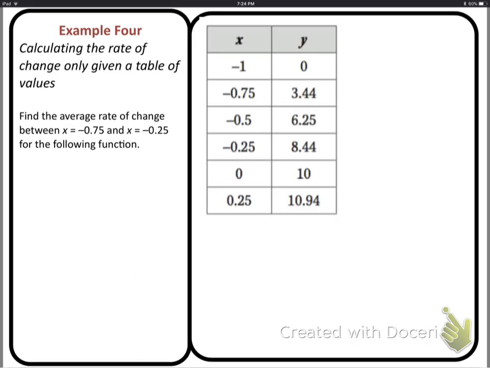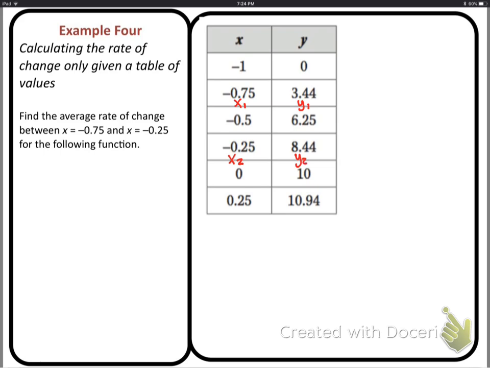Okay, and then our final example here, we've got calculating the rate of change given a table of values. So we need to find the average rate of change between x equals -0.75 and x equals -0.25 for the following function. So this here is the function that's given to us. So we know our first x is going to be this here. If that's x1, this 3.44 is going to be my y1. Then it tells us x equals -0.25. That's going to be my x2. And then this is going to be my y2.